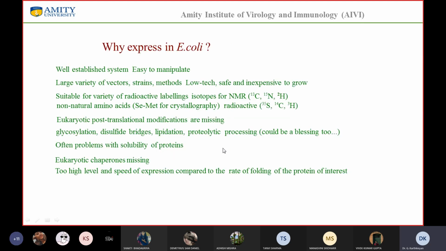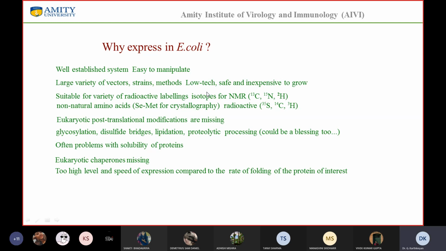And so the question is, why express in E. coli? Because it's a well-established system. It's easy to manipulate. You have a large variety of vectors. You have many different kinds of E. coli strains. And you have many different methods by which you can introduce your foreign gene. It's low tech.